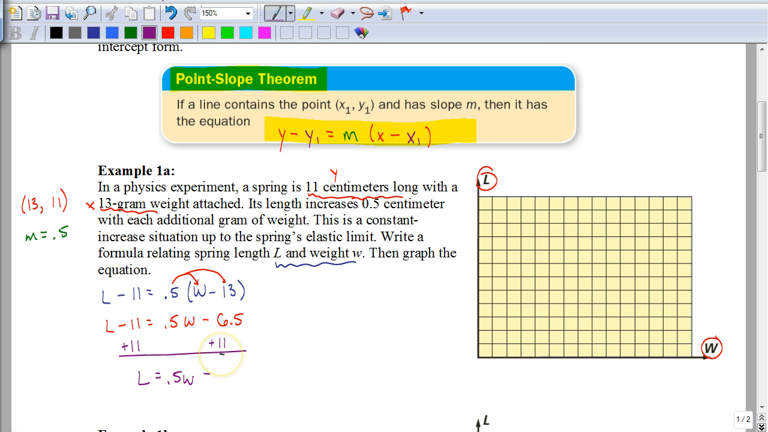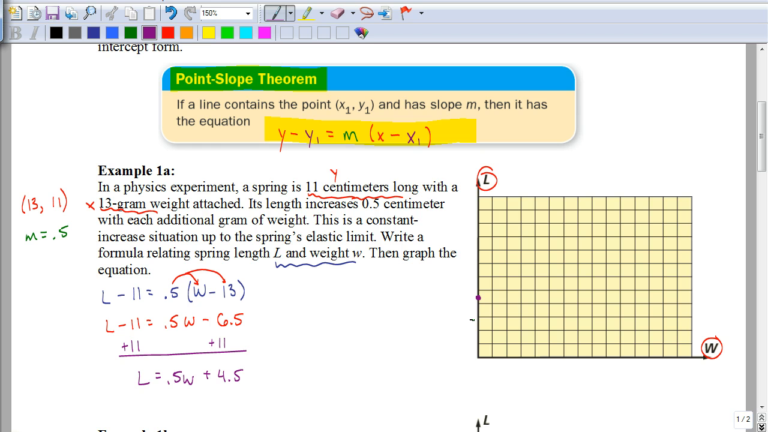And negative 6.5 plus 11 would be 4.5. So this would be my equation. So to graph this, I know that my y-intercept would be a positive. Negative 6.5 plus 11 would be a positive 4.5. But I know now when I go to graph my equation, my y-intercept is at 4.5. 1, 2, 3, 4.5 would be right here.